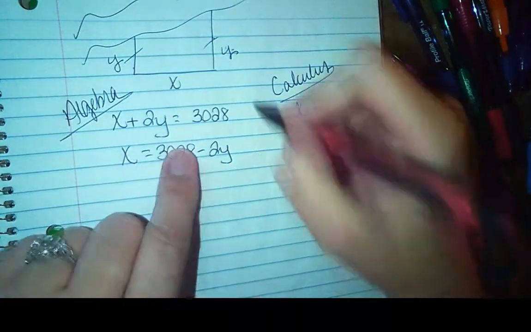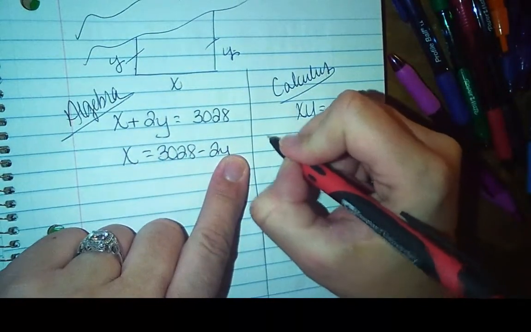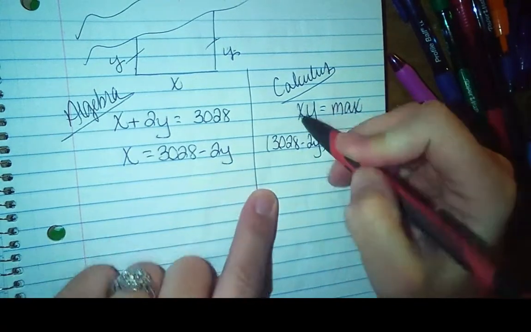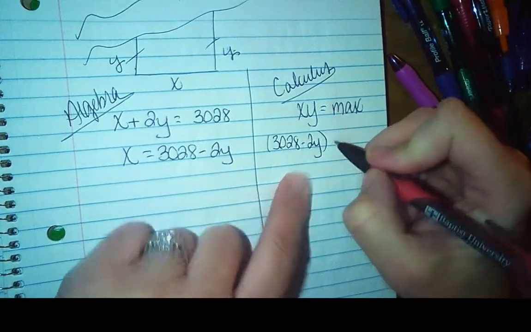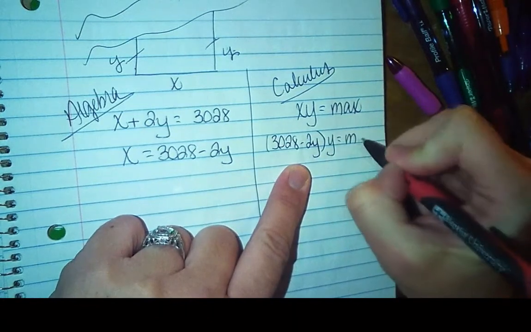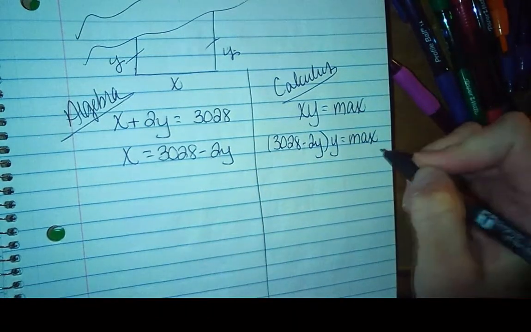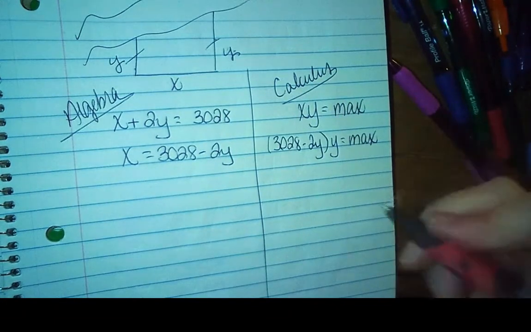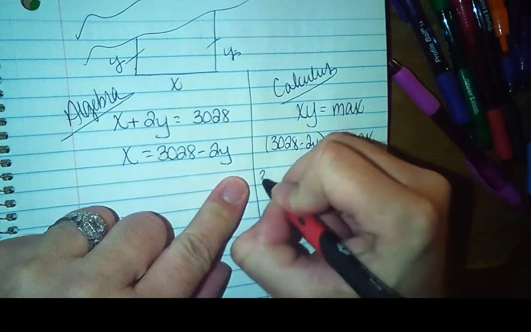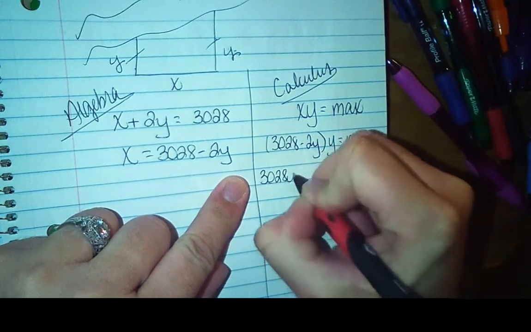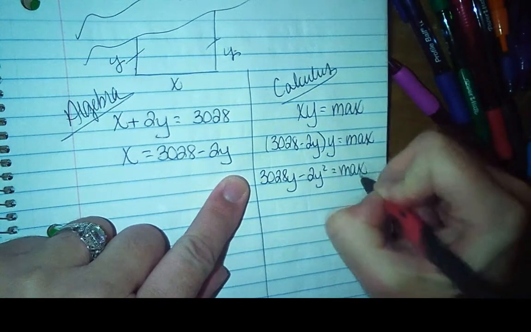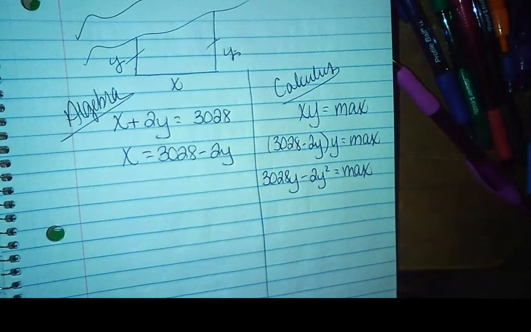So X equals 3,028 minus 2Y. So there's your X. Times Y needs to be a maximum. And I'm going to clean it up first. Again, you can do product rule if you want to. I'm going to go ahead and distribute. So when I distribute my Y, I get 3,028Y minus 2Y squared needs to be a maximum value.